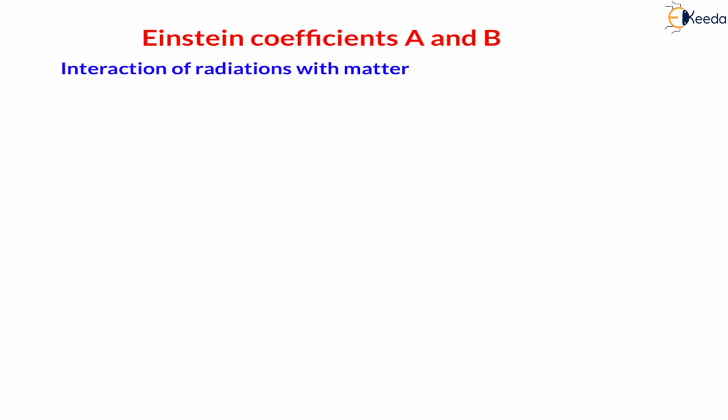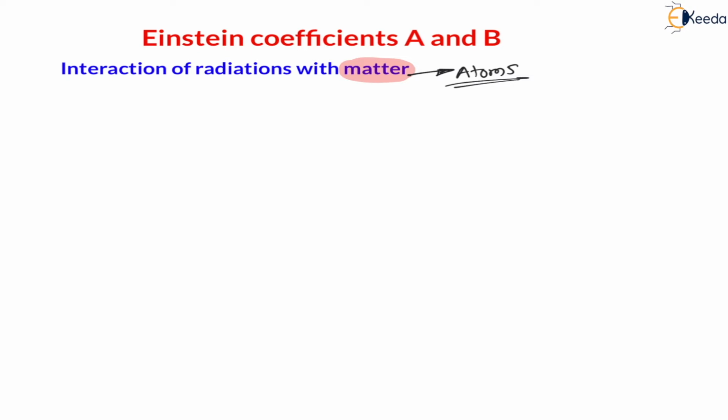Now to understand this interaction of radiation with matter, what is matter? Matter may exist in solid, liquid and gaseous phase. And my dear students, matter is always made of molecules and atoms. So in matter there are n number of atoms. Here we have to use the basic atomic model to understand the interaction of radiation with matter.